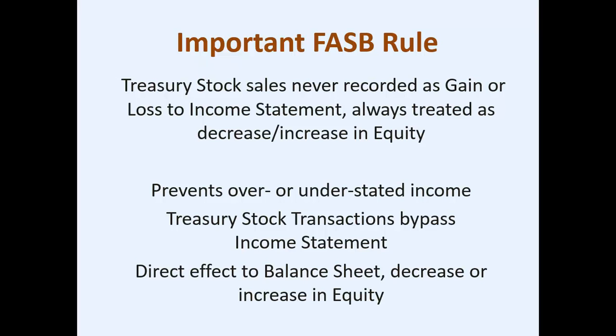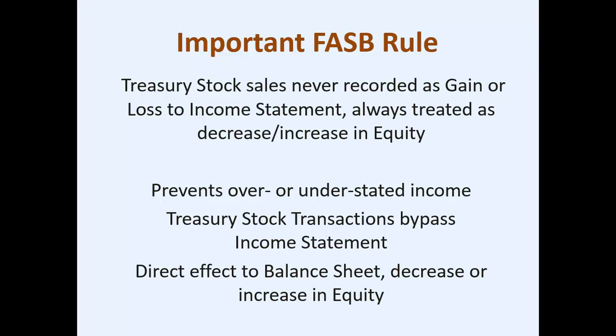Maybe they needed to get to a certain income level for management bonuses, and they had some treasury stock, so they sold it at a gain to artificially inflate earnings to get their bonuses. Or the other way around, artificially recorded a loss to maybe get a bigger tax deduction.